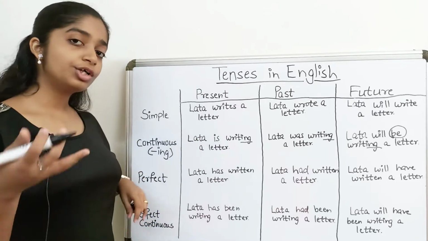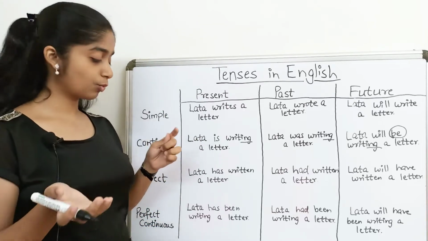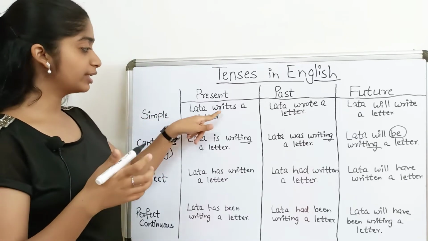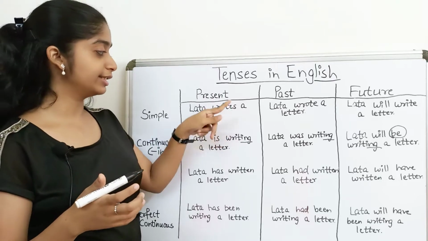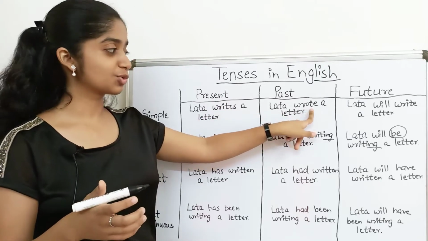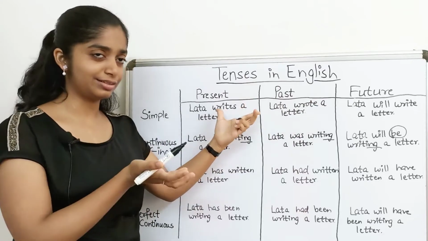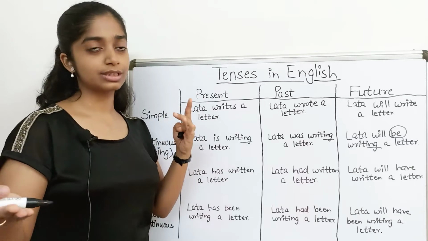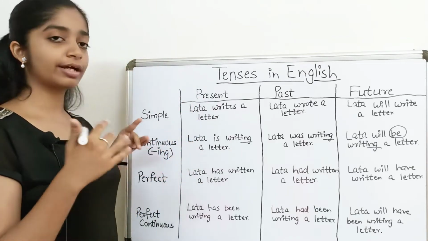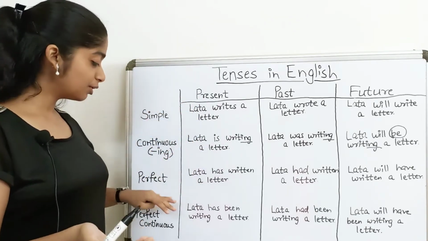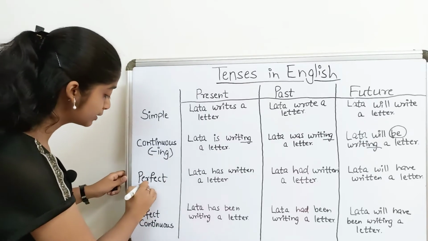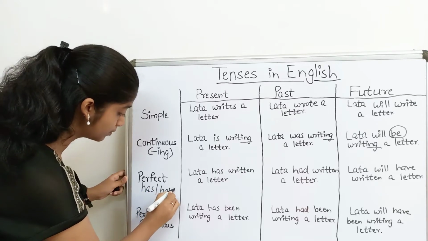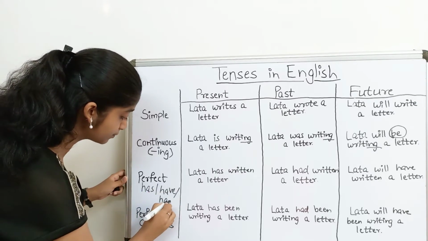So moving on to the perfect tense. What is the perfect tense? How do we recognize it? So simple tense we recognize by these words, writes. Here past tense wrote, the past tense of the verb writes, and the future will be recognized by will or shall, these words, and continuous will be recognized by ing. Perfect will be recognized by has, have or had.